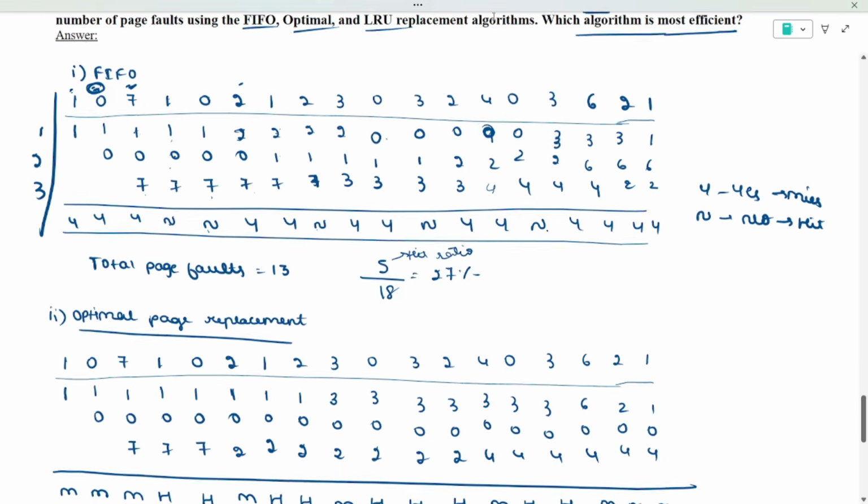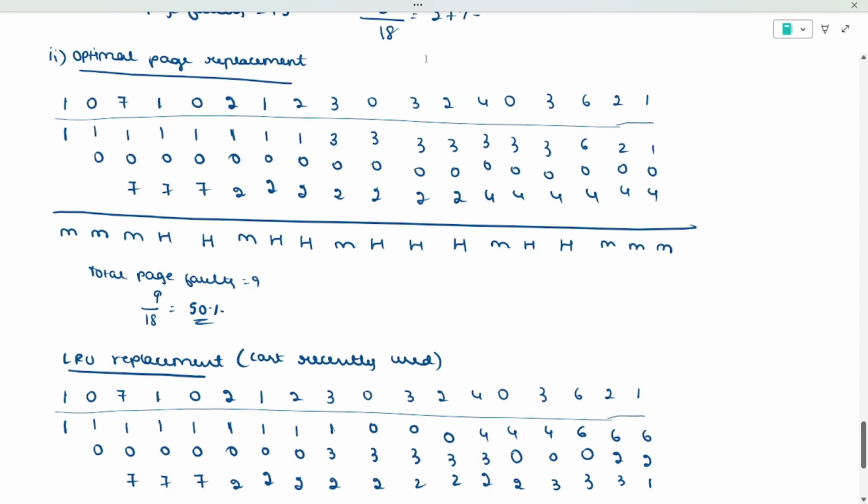Okay, now next if you see this optimal, again the steps are same. 1 you will write, 1 0 7 you will write, 1 is repeated, 1 0 7 you will write, 0 is repeated, 1 0 7 you will write. Here 2 is not repeated, and this is what you will do. See, optimal means the same way. First I hope you got these steps.